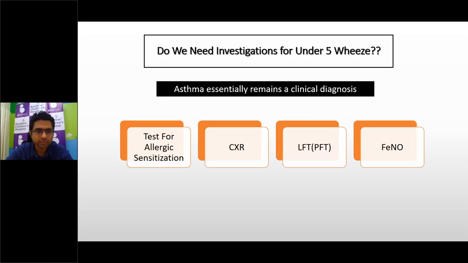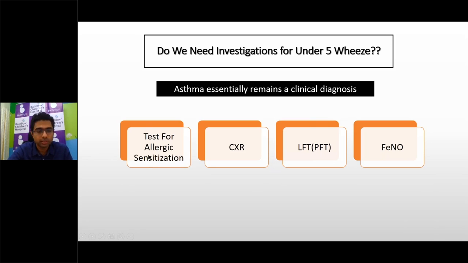in children. First thing is a test for allergic sensitization. There are two types of tests. One is the serum specific IgE blood test. It is a blood test. And another one is the commonly done allergic skin prick test.